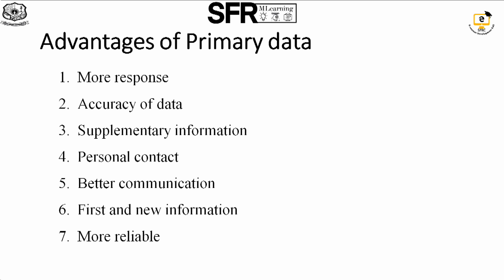Better communication also. Online, we give one form, which means they cannot clarify their doubts. So there is better communication to collect the data. And new, first-hand information can be collected in primary data, and it is also more reliable because we collect the data straight from the source.